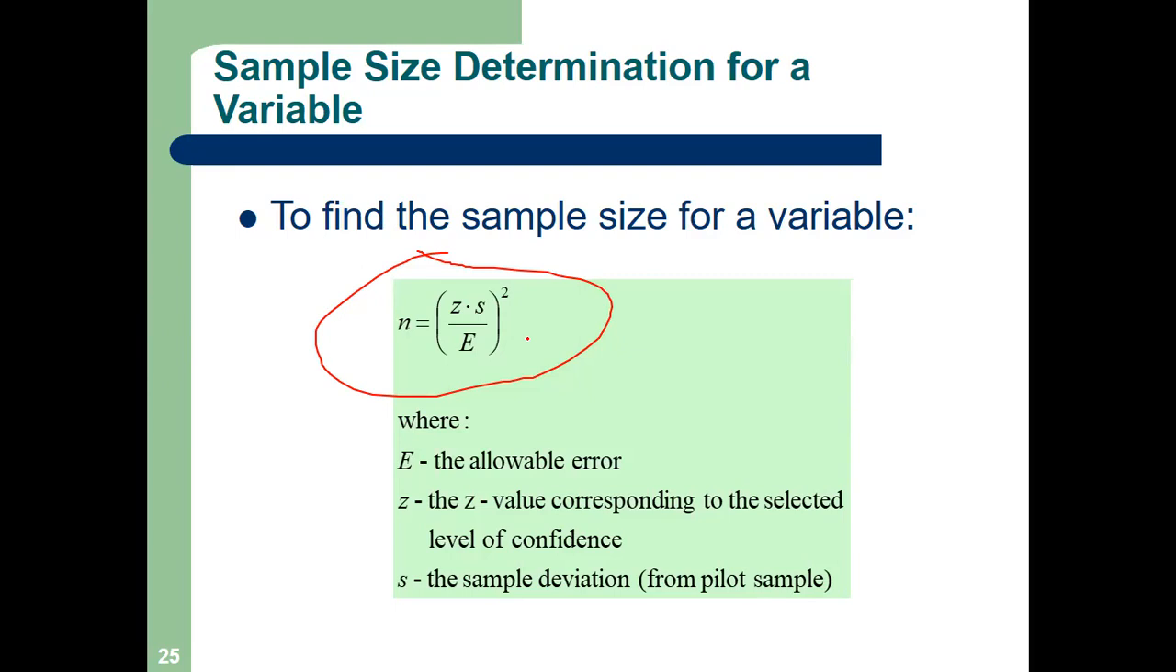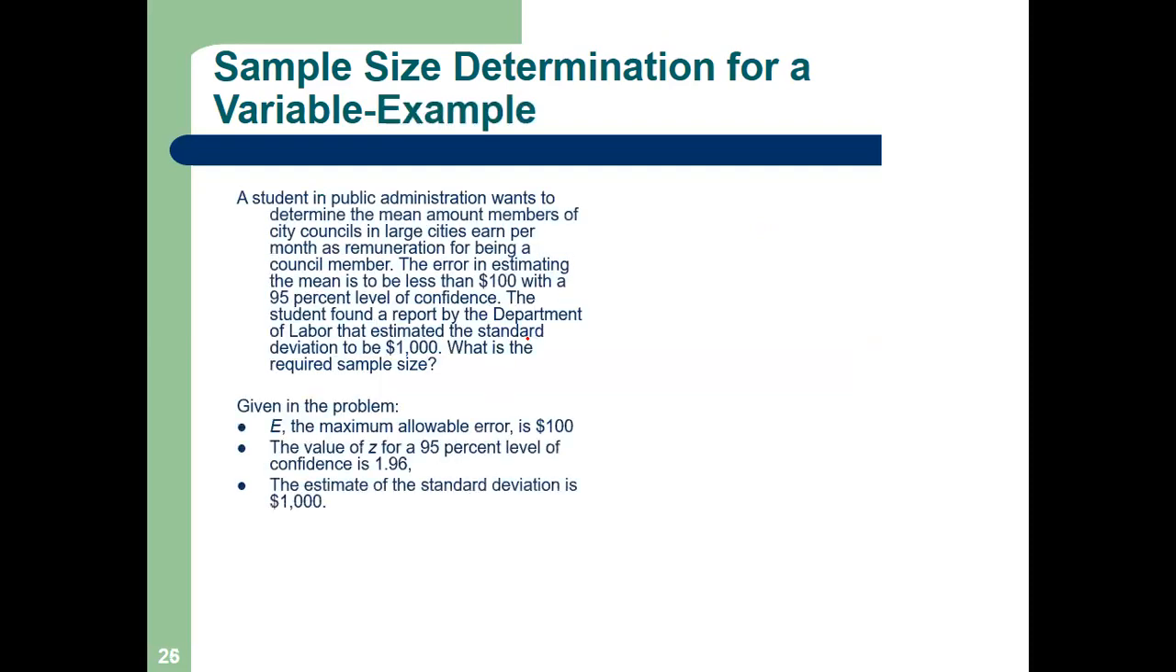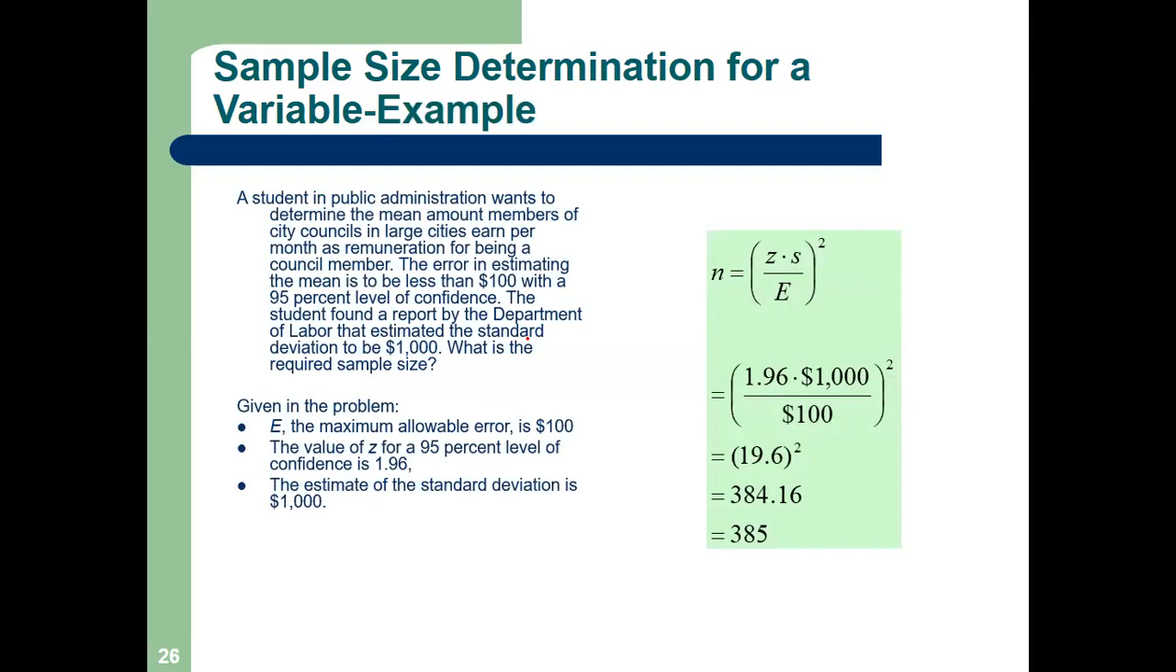So n is equal to (Z into S by E) whole square. Okay, so please, all of you write the formula. Hope you have written. So we'll do a very small problem and we will end up today's session. So this is the problem. Very simple, all of you can solve this. n is (ZS by E) whole square.